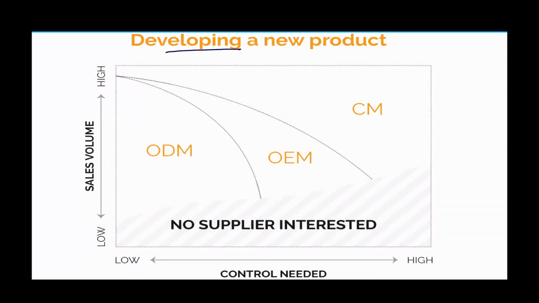If you're developing a new product and you're looking for a supplier, there's typically 3 options in China, in Vietnam, in Malaysia, and so on: ODM, OEM, CM. The first thing to look at is the sales volume that you expect. If the sales volume is low, then you are in that area here where basically no supplier is interested.